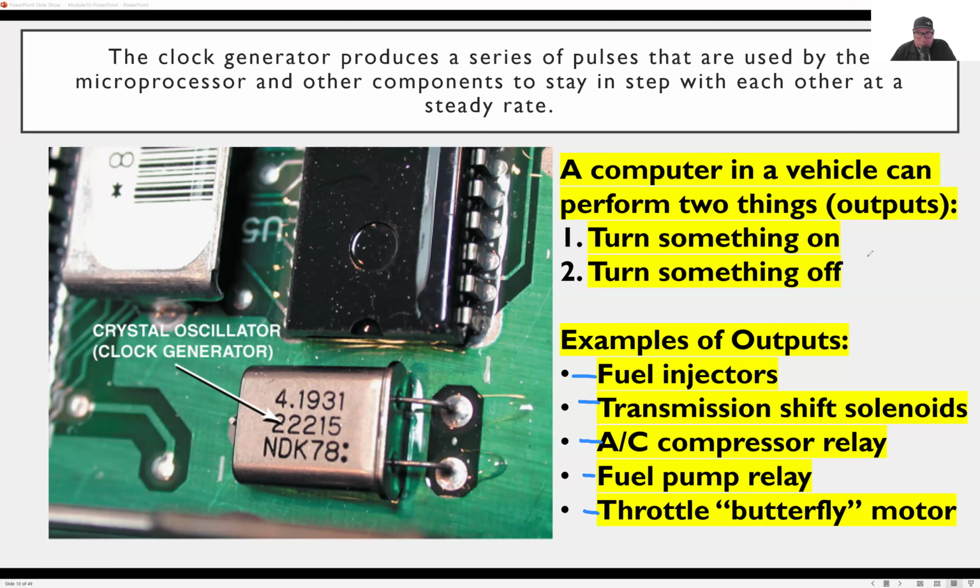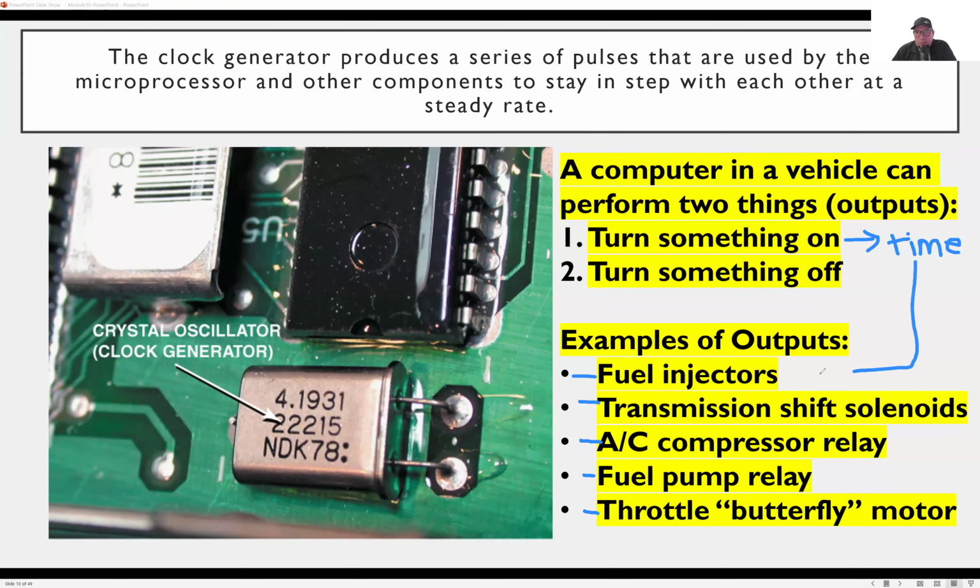But what can be done with an output is it can be turned off or on. Very simple. By giving an input to the computer, you can either turn the output on or turn it off. The one thing that's not mentioned here is that we can turn it on, but it can be for a given amount of time.